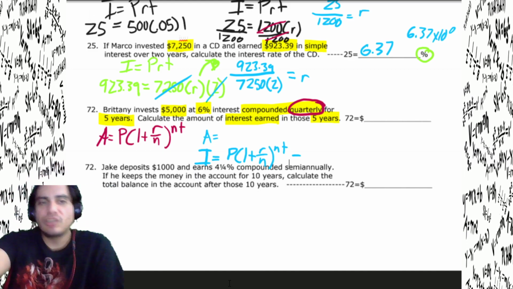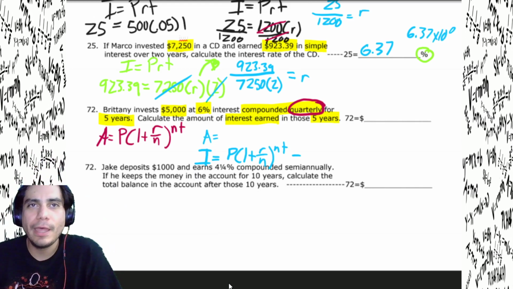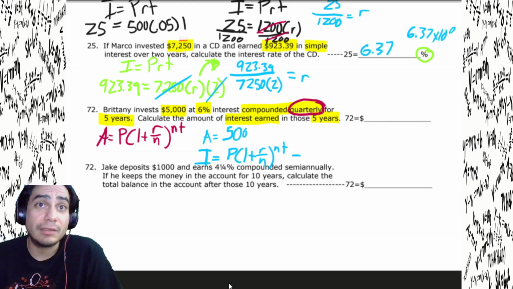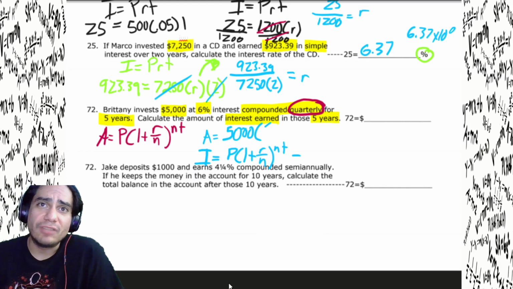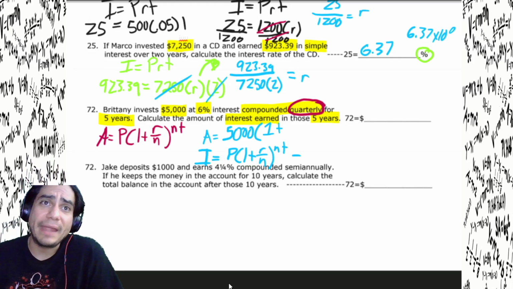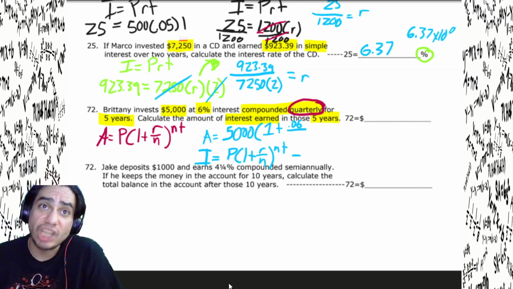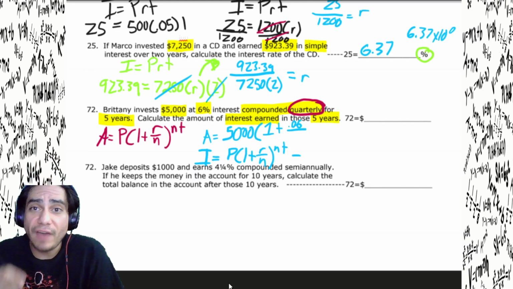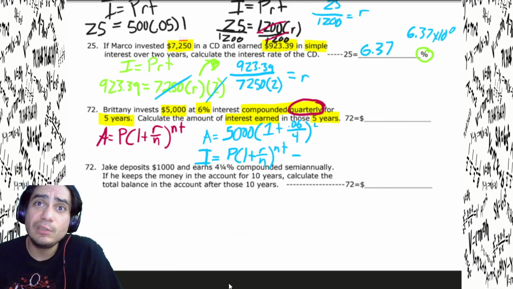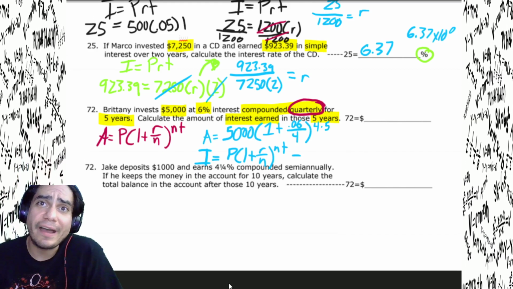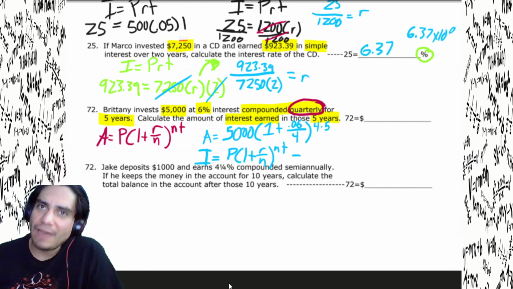Let's do this right. I think I killed at least a minute there. Anyways, my principal is $5,000. We're going to have the number 1 plus my rate in this problem, which is 0.06 because we changed that into a decimal. We're going to divide it by 4, and then raise it to the 4 times 5 power: 4 because it's compounded quarterly, and we got 5 years.